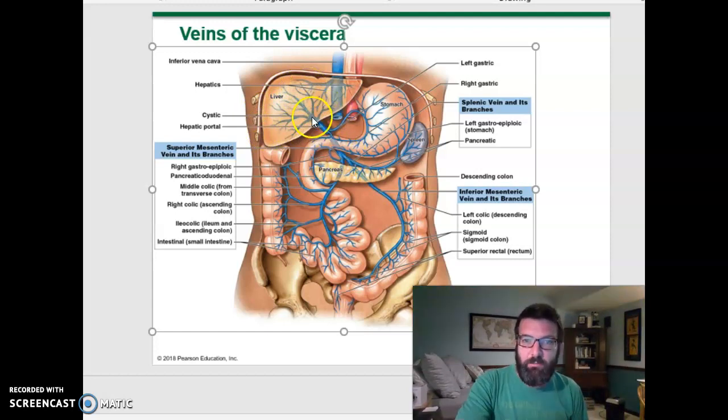So this hepatic portal vein, hepatic refers to your liver. This is different from your hepatic vein, which just drains the liver into the inferior vena cava. The hepatic portal vein drains your superior and inferior mesenteric vein, all of this stuff, and dumps it all into the capillaries of your liver.